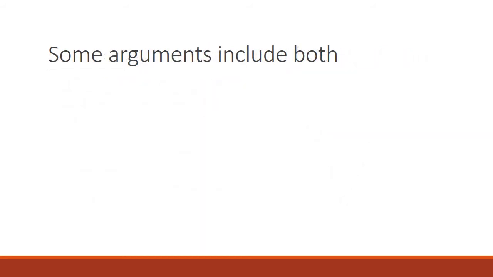We've looked at a diagram for a deductive argument and a diagram for an inductive argument. But sometimes an argument can include both. One sub-argument will be deductive, another will be inductive, but they will all work together to lead to the final conclusion. Let's look at an example.